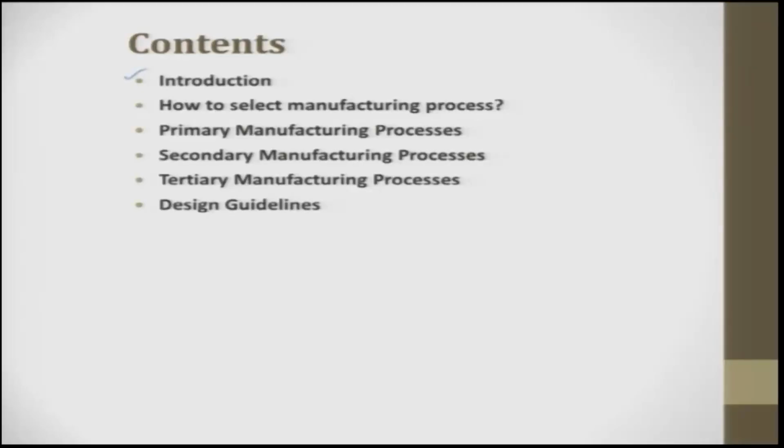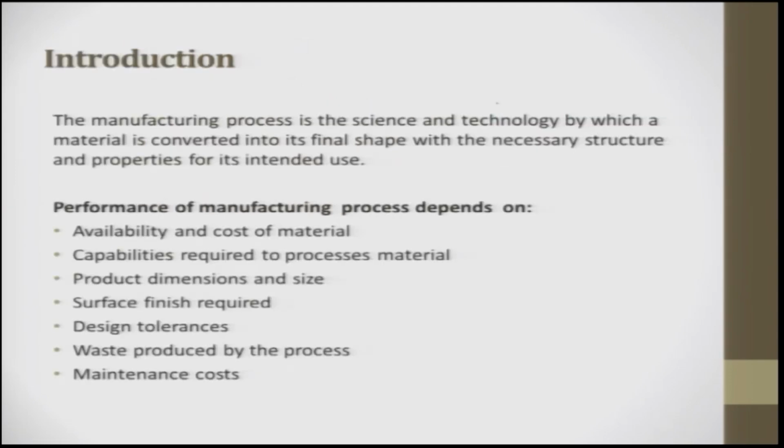So, here we will see an introduction, followed by how to select a manufacturing process, a small algorithm, and then we will see the primary manufacturing process. What are primary, secondary and ternary manufacturing processes, and some design guidelines which will be slightly taken up from yesterday's lecture or the previous lecture. We will try to add some more design guidelines for choosing a material or a process.